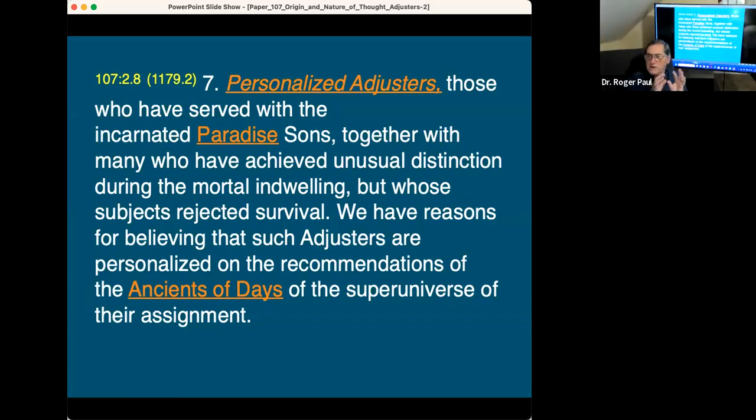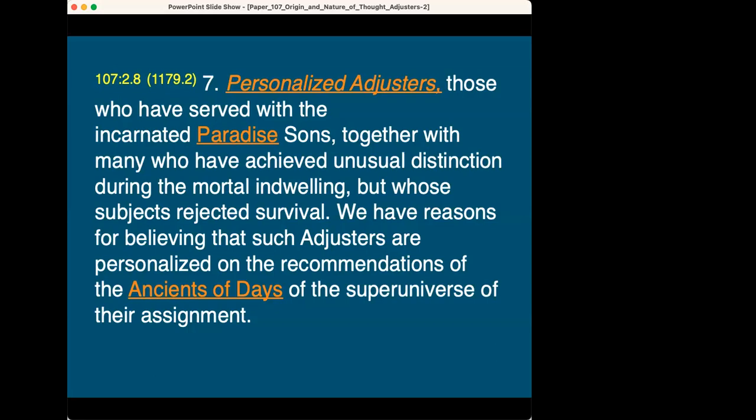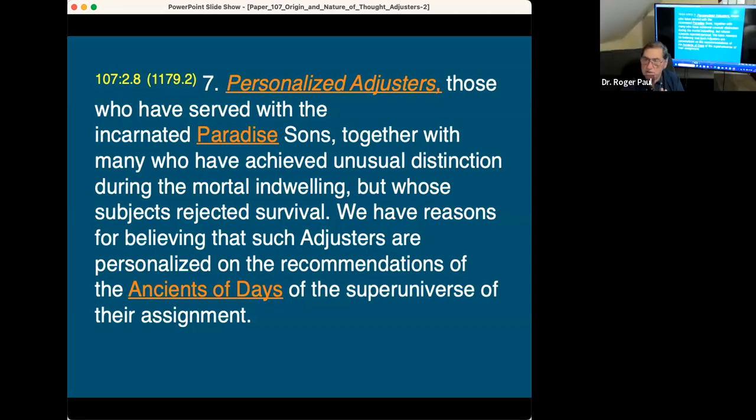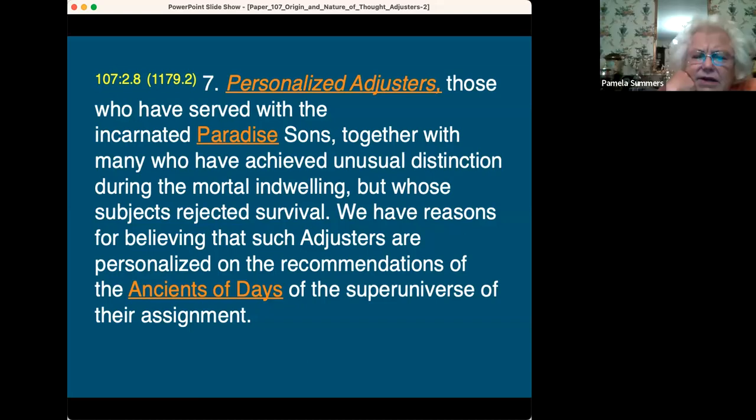Okay, this is what we talked about last time a little bit, when we were talking about how Jesus's adjuster served with Melchizedek, and then he served with Jesus. And since they were incarnated Paradise Sons, right, they were not able to fuse with these adjusters because they were already sons of God. Does that make sense to y'all? Yeah. The Magisterial Sons and the Creator Sons are already sons of God, so they can't fuse with an adjuster. It's just impossible. They already have.